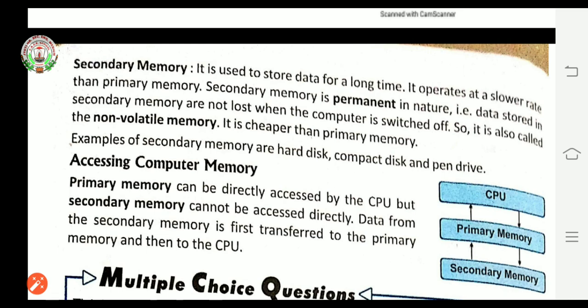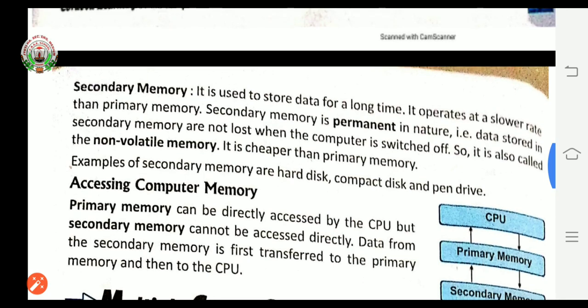It is used to store data for a long time. Means if you want to store any kind of data for a long time or for a long period, you can use this kind of secondary memory. It operates at a slower rate than primary memory. As two kinds of memories are there, primary memory and secondary memory, when we are comparing the operation of these two memories, secondary memory is working very slow than the primary memory.